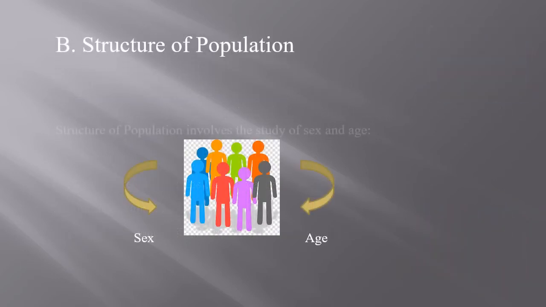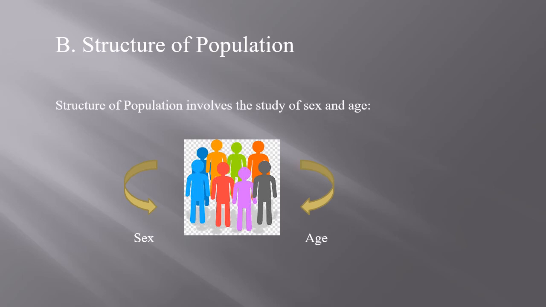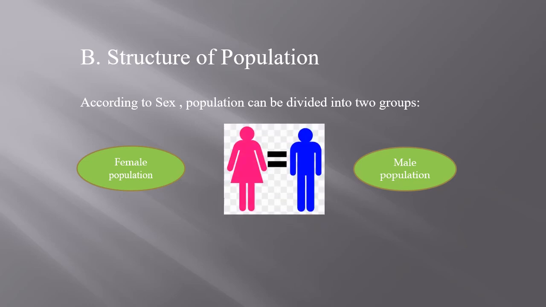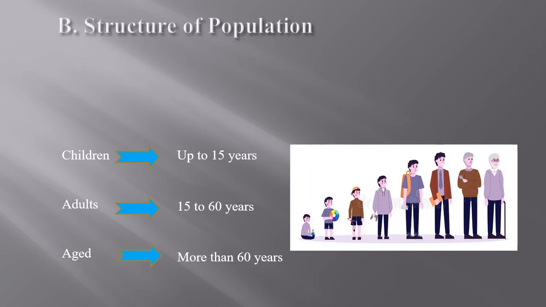Structure of population. Structure of population involves the study of sex and age. According to sex, population can be divided into two groups: female population, male population. According to age, population can be divided into three groups: children up to 15 years, adults 15 to 60 years, aged more than 60 years.